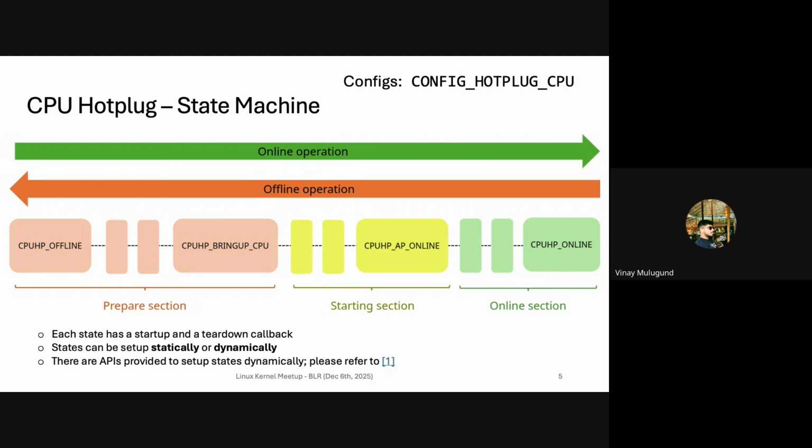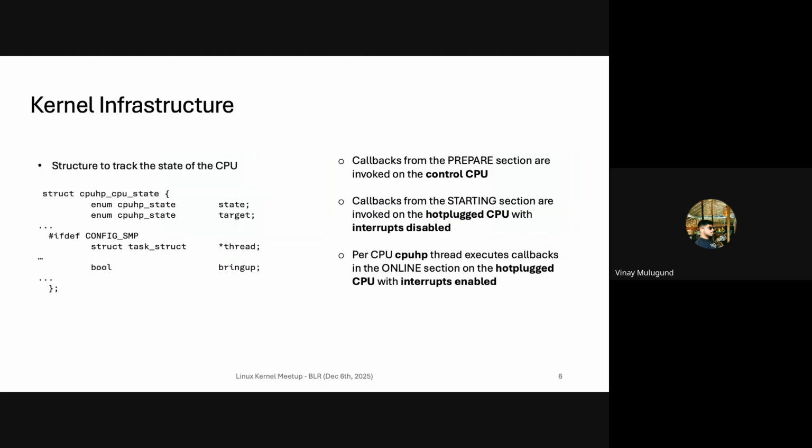So in case of a bring up operation, CPU hotplug bring up CPU is the state whose callback is the last one executed by the control CPU, and after that we are going to kick the secondary CPU. After that state, the secondary CPU will come up and start executing instructions. Yeah, next slide, please. If you have any doubts, you can ask right away.